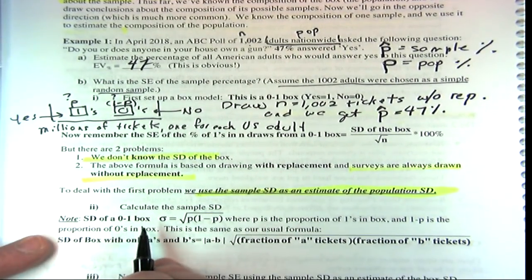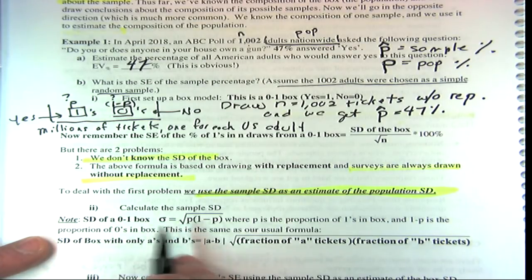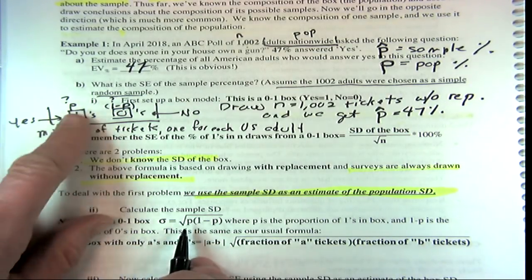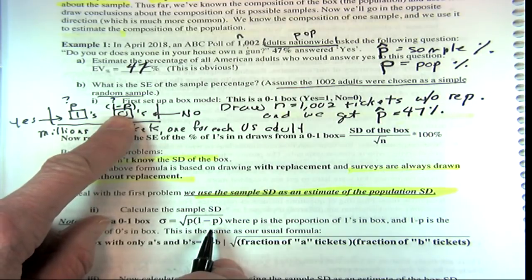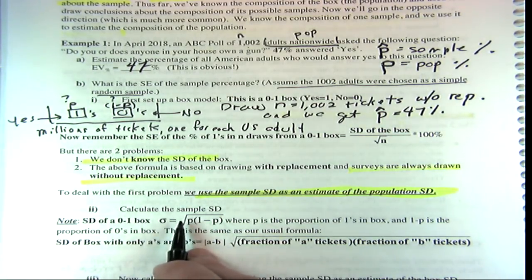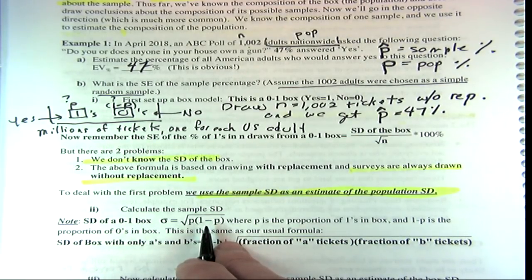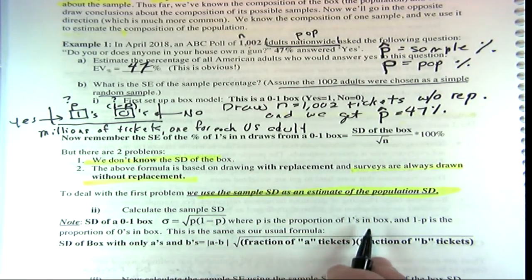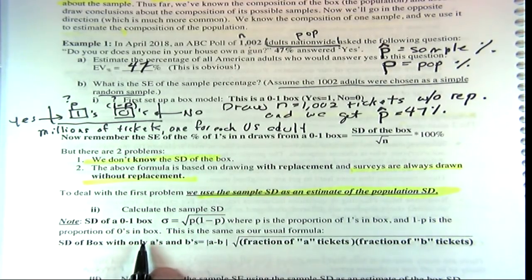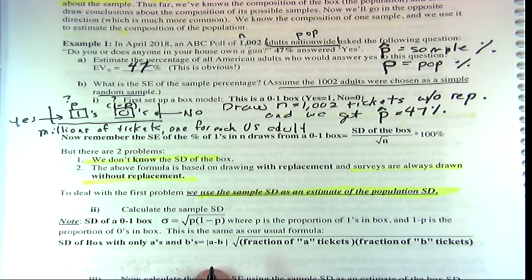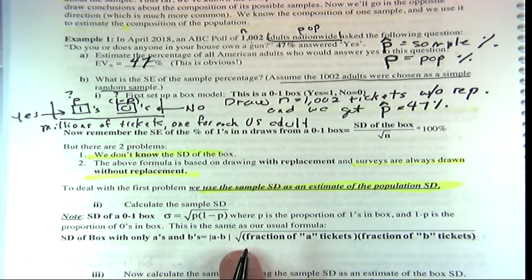So remember that the standard deviation of a 0, 1 box, sigma, the true population standard deviation, is going to be equal to the square root of p times 1 minus p. This is exactly the same thing as the usual formula, applied to zeros and ones, where p is the proportion of ones in the box and 1 minus p is the proportion of zeros. So now we don't know this. So what are we going to do? We're going to estimate that.